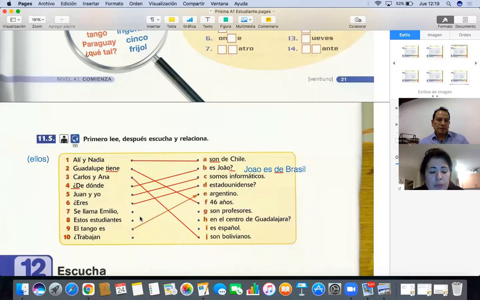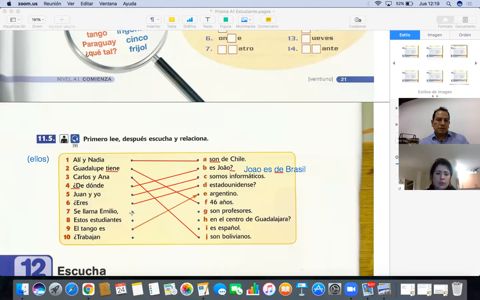So his name is Emilio. He is Spanish, right? Because it's he. Él se llama, right? Yo me llamo, tú te llamas, él se llama. Yeah, that's for the verb llamar, llamarse. ¿Sí? Sí. Ok, vamos con 8.